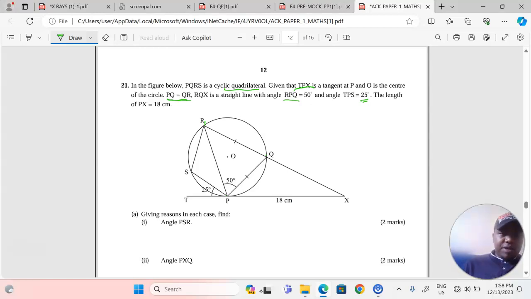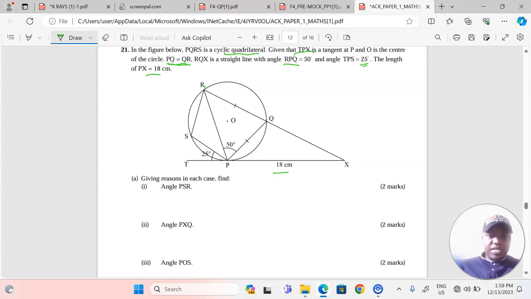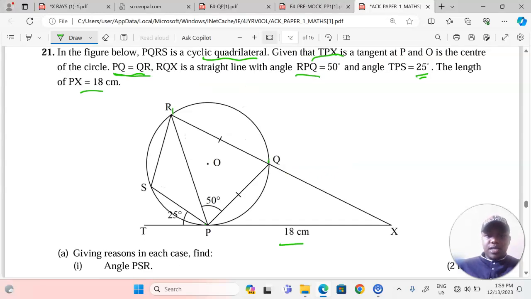Then the length of PX equals 18 centimeters. Giving reasons in each case, we are told to find.